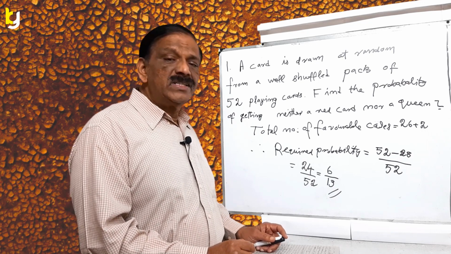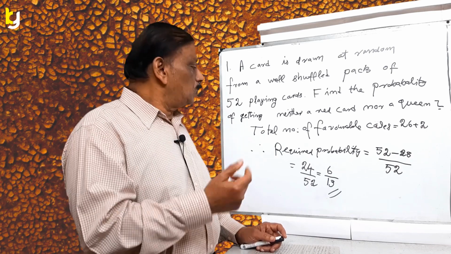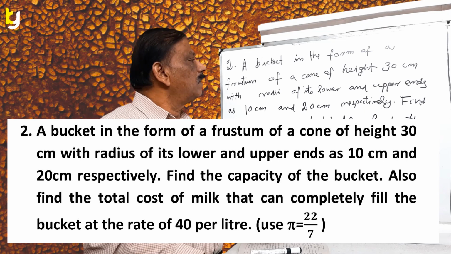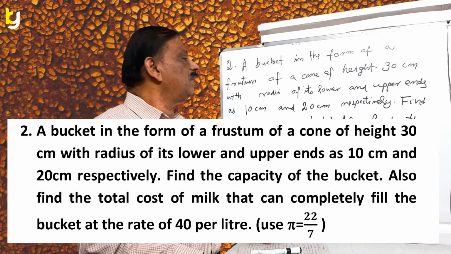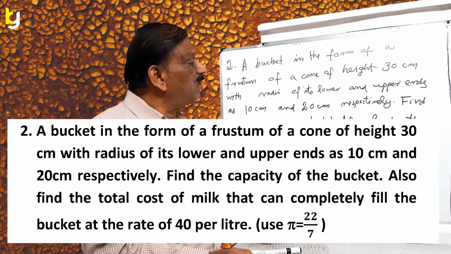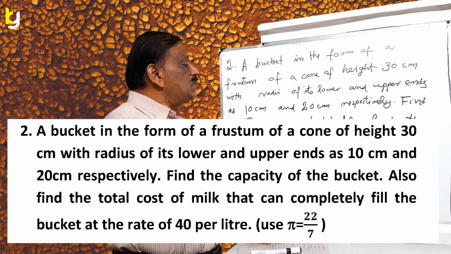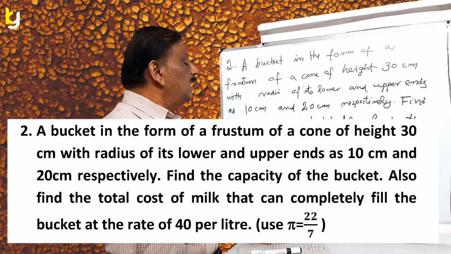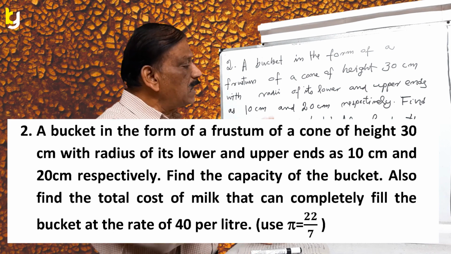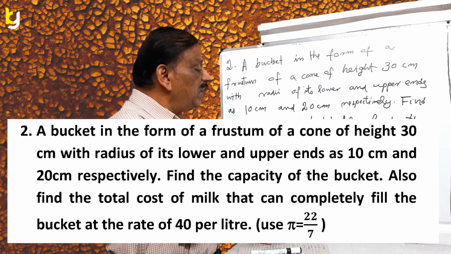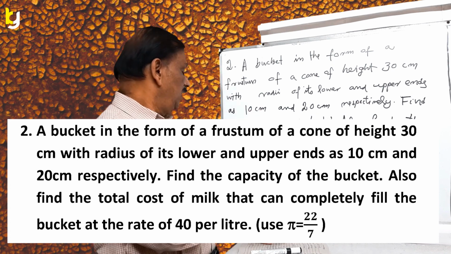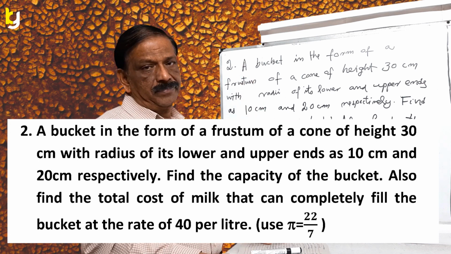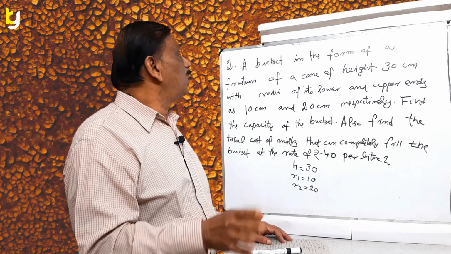Clear? Next question is: a bucket in the form of a frustum of a cone of height 30 centimeter, with radii of its lower and upper ends as 10 centimeter and 20 centimeter respectively. Find the capacity of the bucket. Also find the total cost of milk that can completely fill the bucket at the rate of rupees 40 per liter. See, this is one of the important questions.